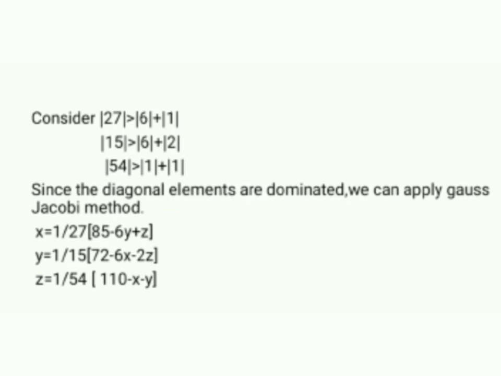Then form the equations: x is equal to 1 by 27 into 85 minus 6y plus z. y is equal to 1 by 15 into 72 minus 6x minus 2z. z is equal to 1 by 54 into 110 minus x minus y.